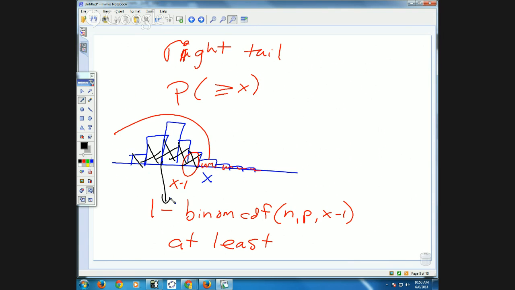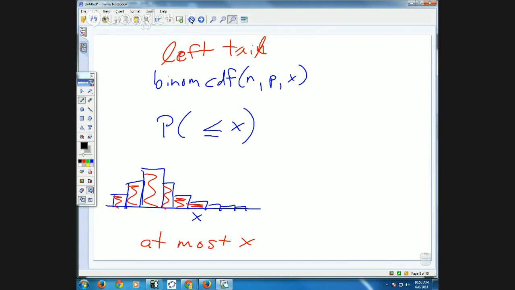The left tail would be like at most. I want at most 3 boys on this basketball team, something like that. That would mean I can have 3, I can have 2, I can have 1, but I can't have 4 or 5 or 6. No. So in a case like that, I'm saying X is 3. Yeah, P is the probability of a success, whatever that means, like a 50% chance of picking a boy, or maybe a 30% chance of getting a green P or something like that.